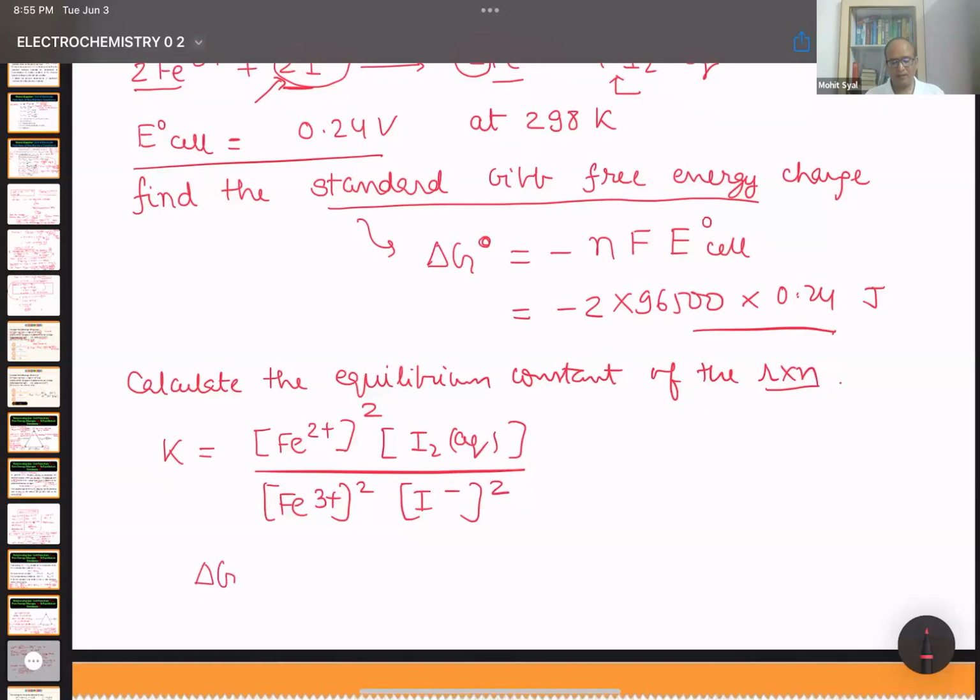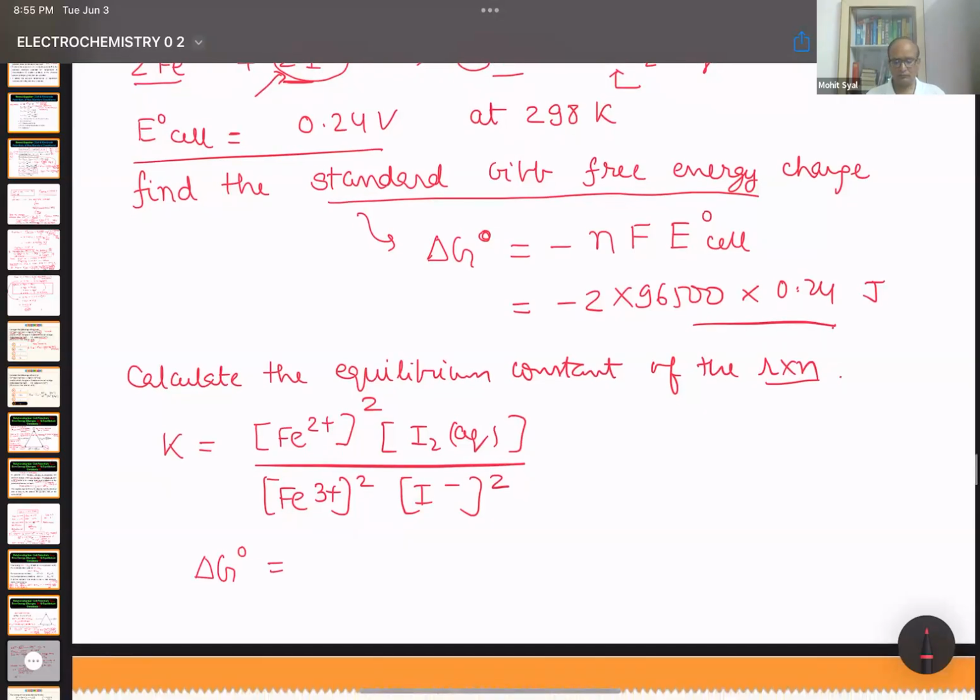What was the relationship? Can you tell me, between the EMF of the cell and the equilibrium constant? So this we have already written: nFE0 cell, right? And this is equal to minus 2.303 RT log K, where R is the gas constant and T is the temperature.